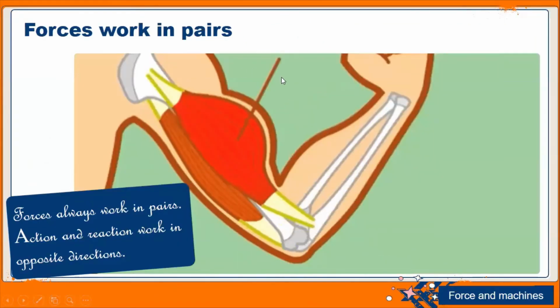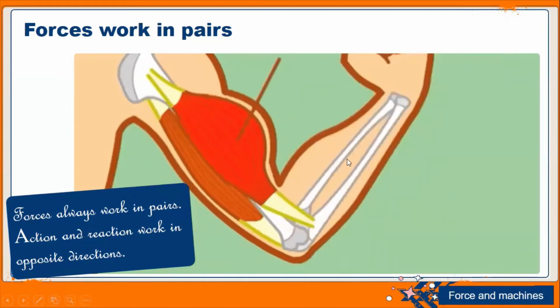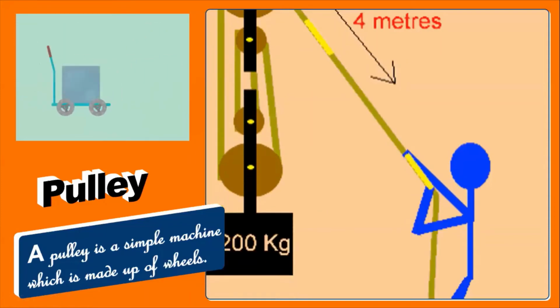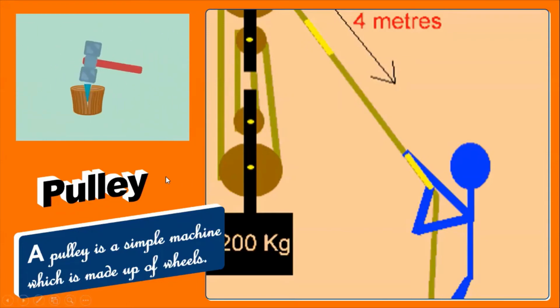Forces always work in pairs. Action and reaction work in opposite directions. As you can see, this is how muscles contract and relax. Lastly, the pulley is also a simple machine which is made up of a wheel. If you want to pull water from the well, the pulley is used to pull the bucket filled with water upward easily. So many simple machines, now you know that.